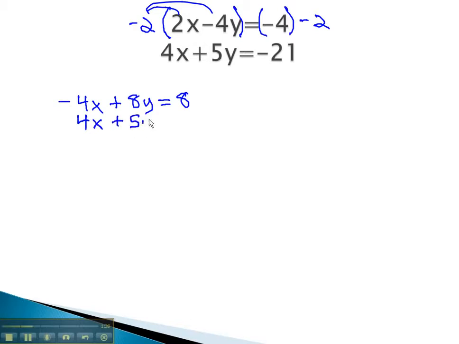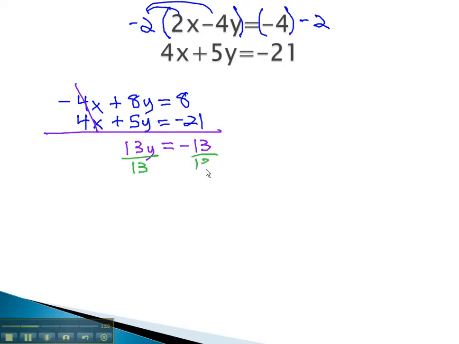4x plus 5y equals negative 21. We can now add those together because the x's are opposites and will subtract out, leaving just 13y equals negative 13. By dividing both sides by 13, we find out that y is equal to negative 1.